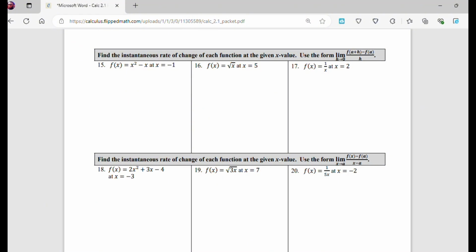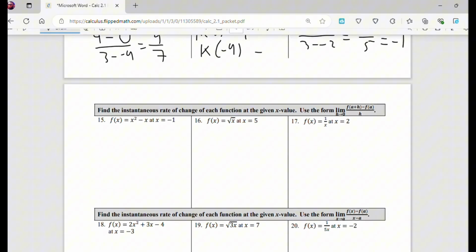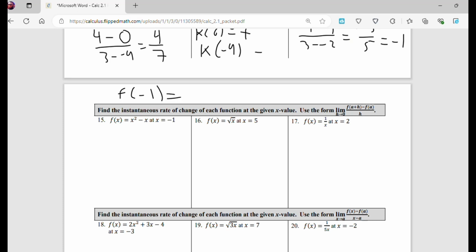15, 16, 17. We're gonna find the instant rate of change at the given x value. So something that would be useful is to find our f of a. F of a is the function value at the given point. What's the given point? -1. So f of -1 is equal to 2. That's our f of a. We're going to plug in f of a plus h. We're going to plug in a plus h into every x that we see.